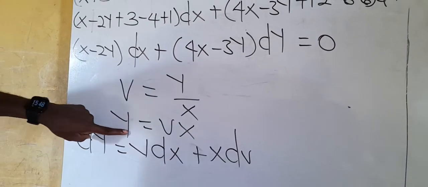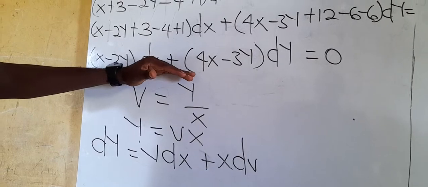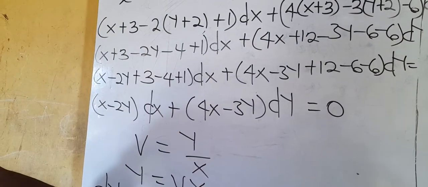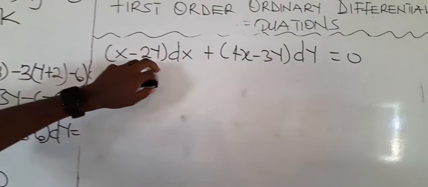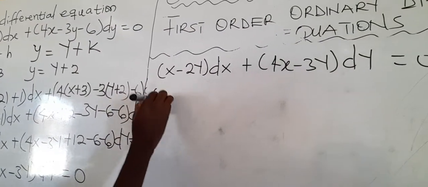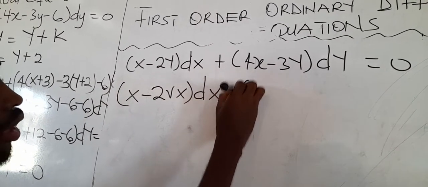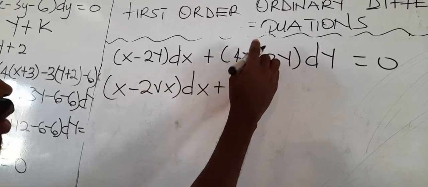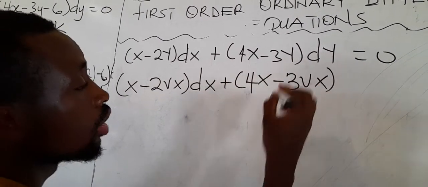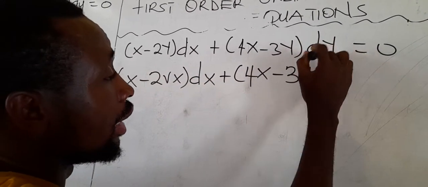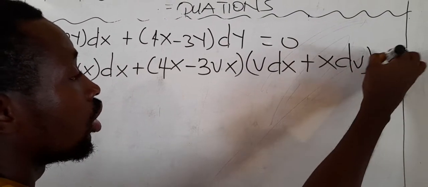So remember we said we substitute y equal to vx and dy equal to v dx plus x dv into our homogeneous system. After we have made the non-homogeneous homogeneous, we substitute that into the homogeneous system to make it separable. So remember we have our homogeneous system here, so we substitute that. So in place of y, we put our vx, dx, plus 4, and let's make this capital so that the understanding can come. Capital is minus 3 vx, in place of y. Then in place of dy, we put v dx plus x dv equal to 0.